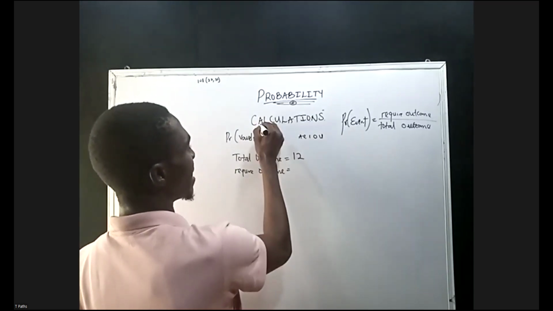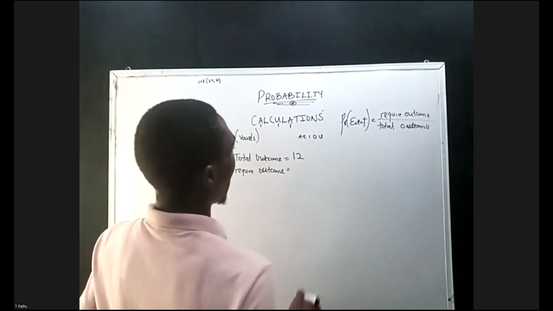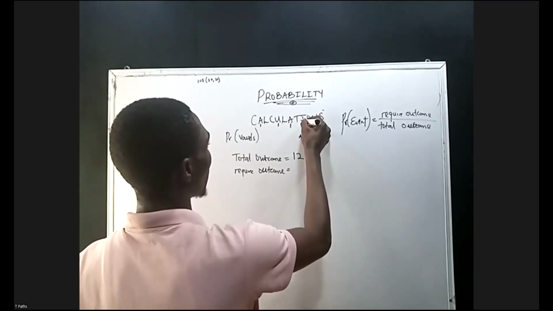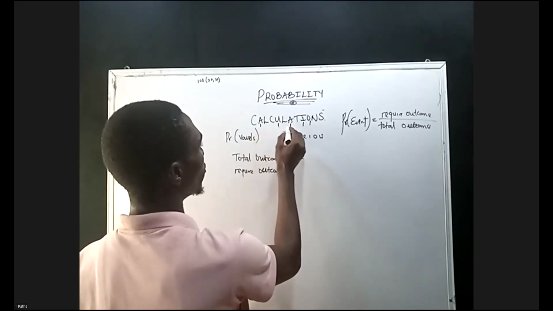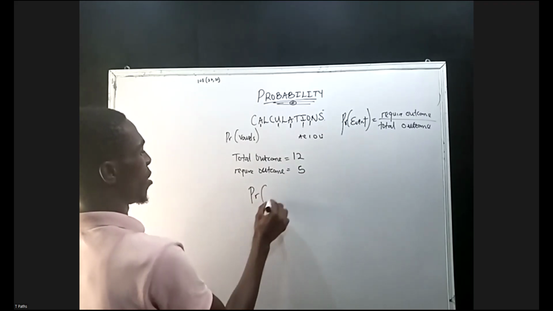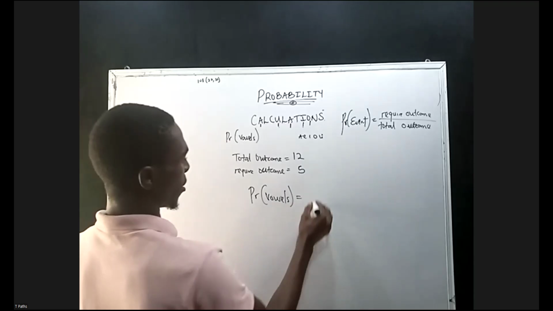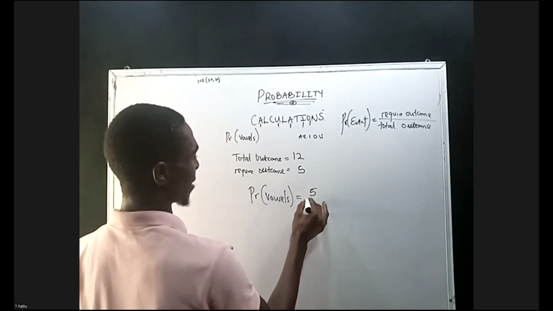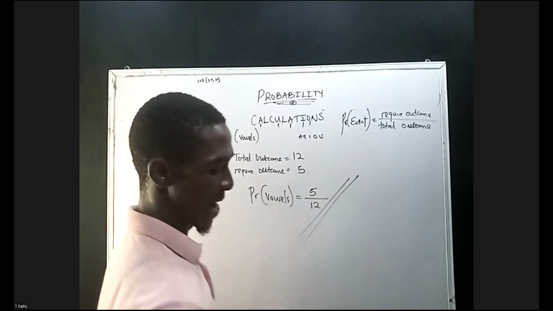So I can find A, I can find U, I can find A, I can find O, and I can find I. So how many vowels do I have altogether? 1, 2, 3, 4, 5. So I have 5. The probability of picking a vowel from the word calculations is 5, the required outcome, over 12, the total possible outcome. And that is my answer.